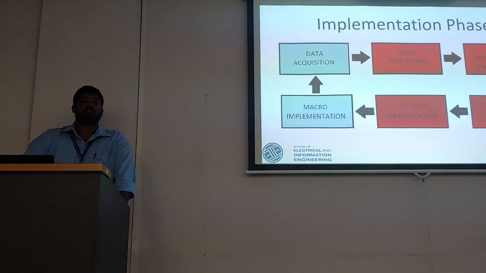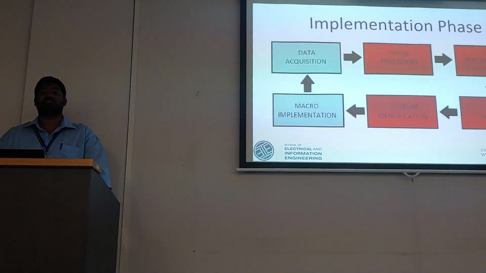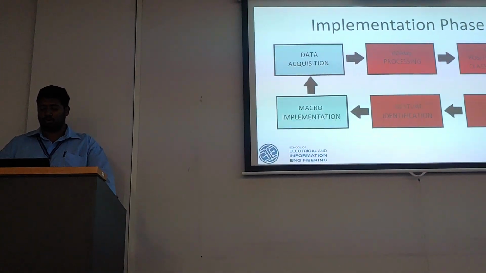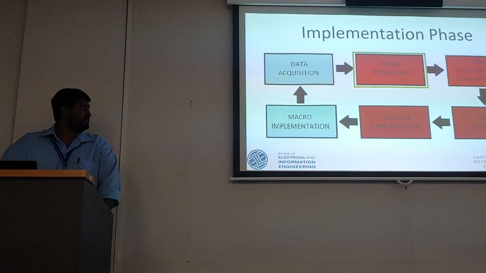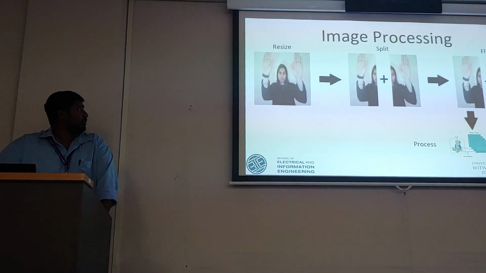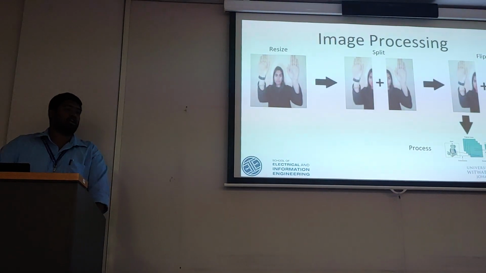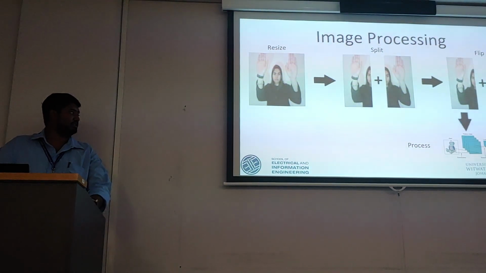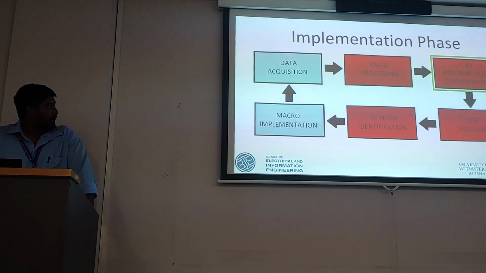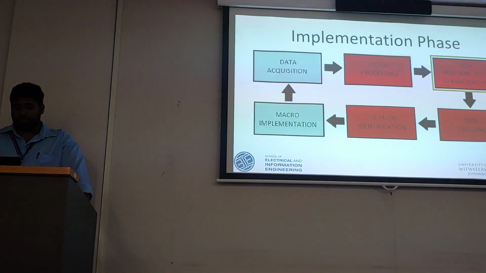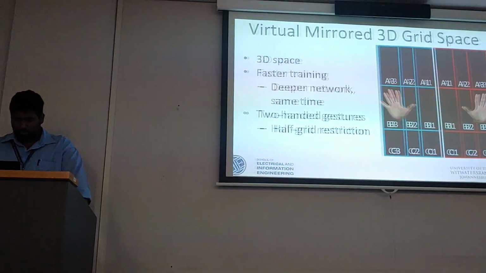After the calibration phase, the implementation phase is done. This is when the user actually uses the system to control their computer. The image processing stage is similar to before, where the images are resized, split, flipped, but no data augmentation is done. Those images are then pushed directly into the CNN in sequence. And then the user's pose is classified by the CNN.